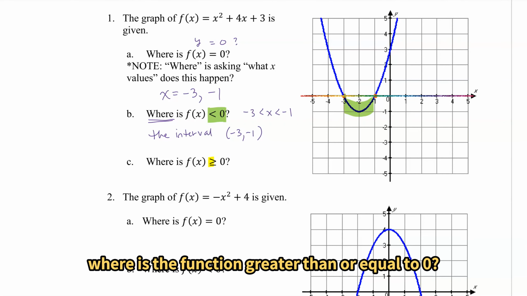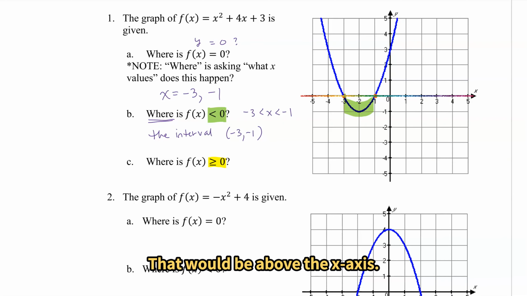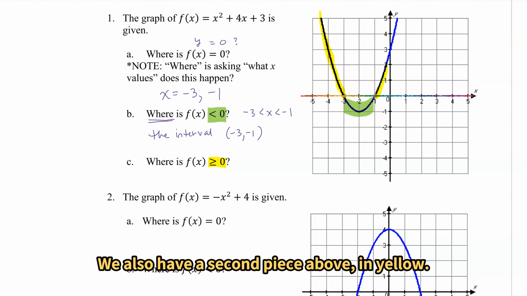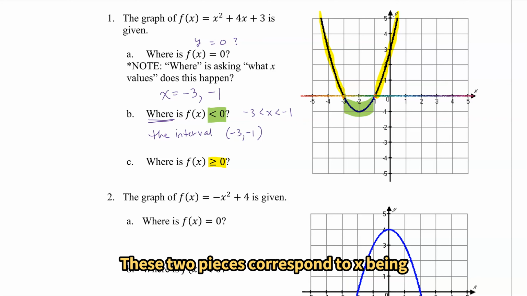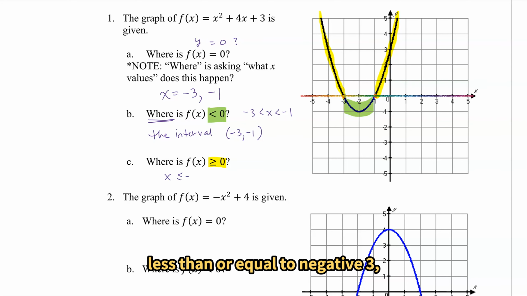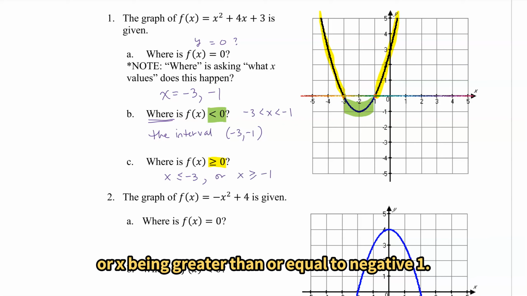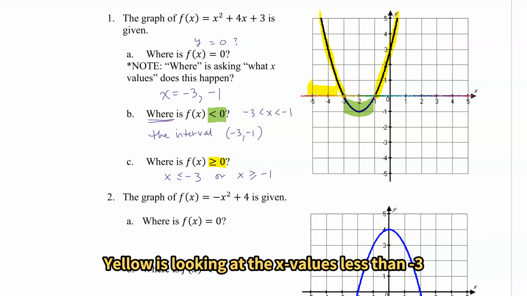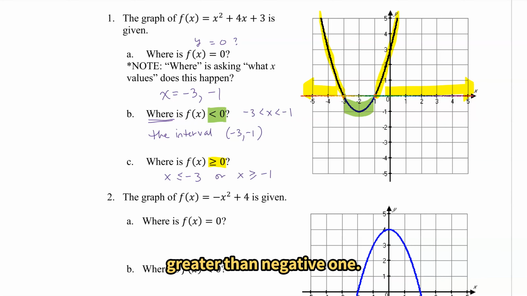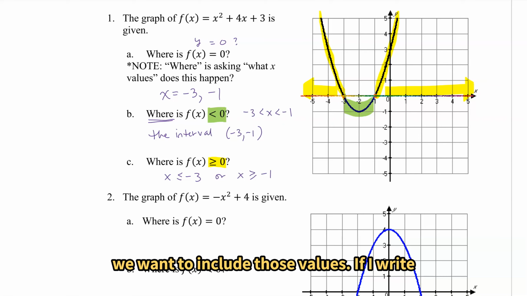Regarding the same graph, where is the function greater than or equal to 0? That would be above the x-axis. Looking above the x-axis, we have this first piece above, and then we also have a second piece above in yellow. These two pieces correspond to x being less than or equal to -3, or x being greater than or equal to -1. Since we have that equal sign in there, we want to include those values.